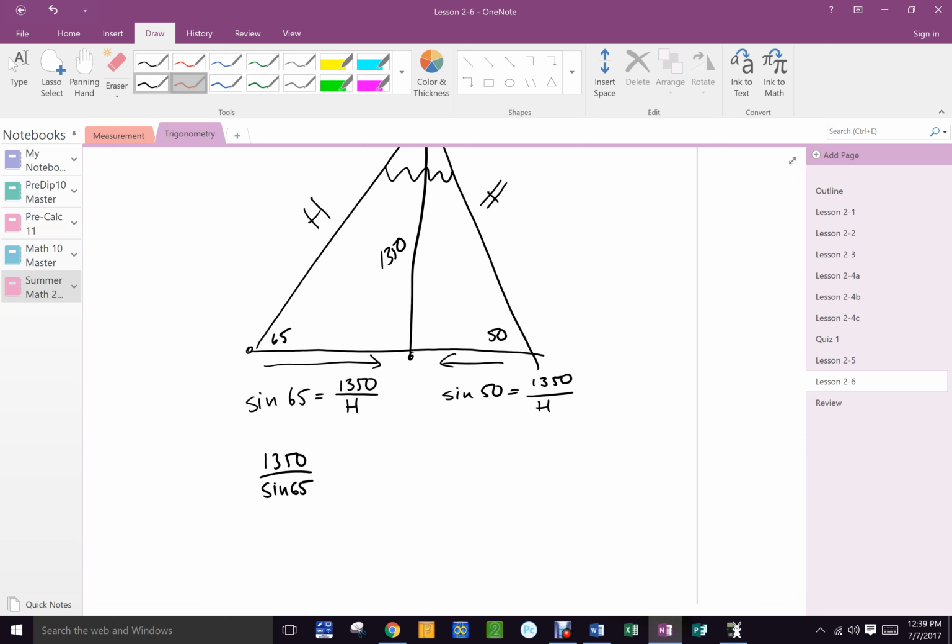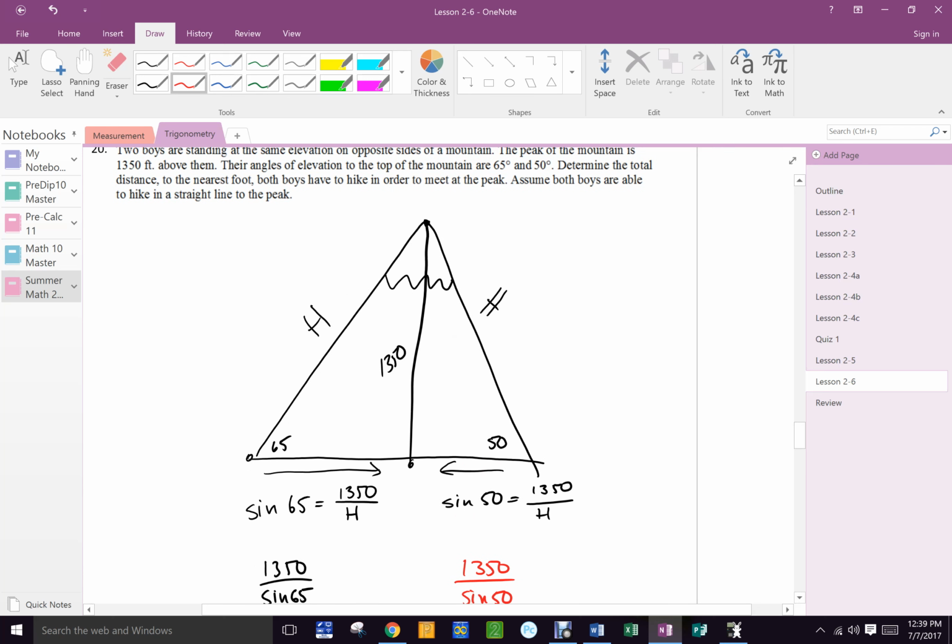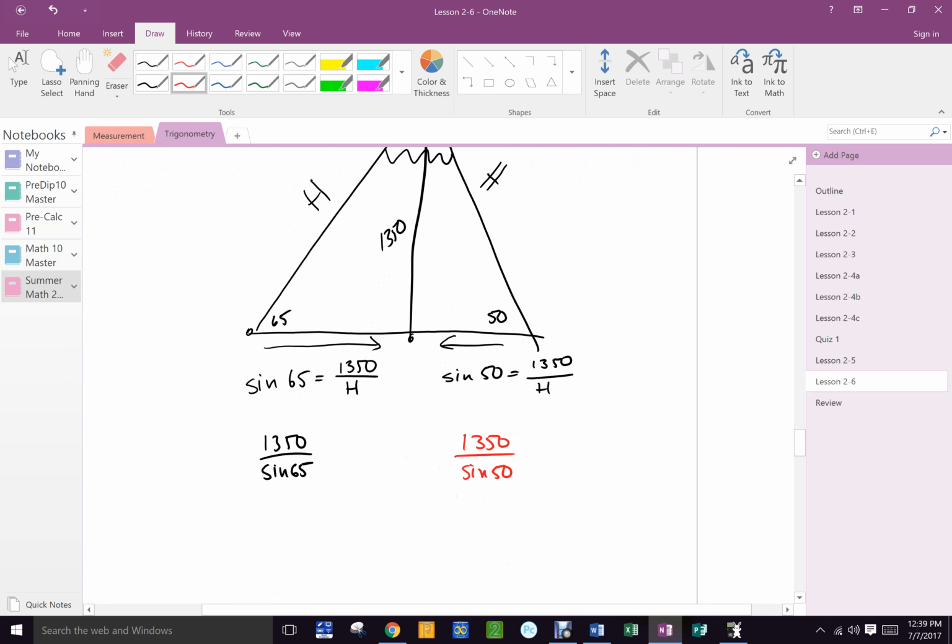And what's this one? 1350 over sine 50. Then what do you do with those? The question says, determine the total distance. What do you do with those two numbers? Add them. Is everybody good with trig? Okay, now listen to me.